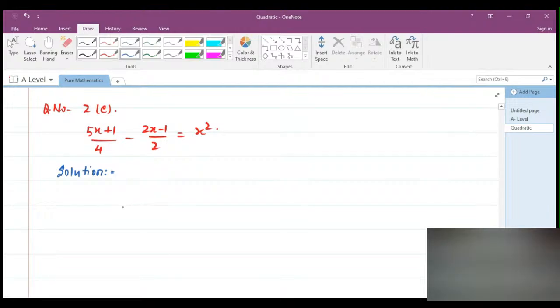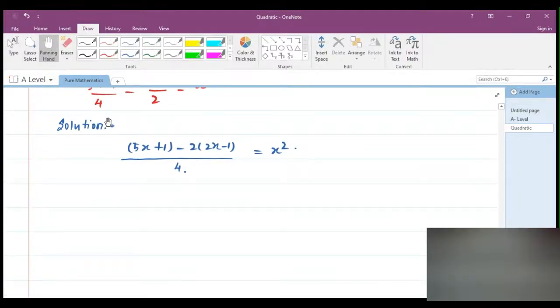So the LCM here will be 4. LCM of 2 and 4 will be 4. So here will be 5x plus 1 minus here will be 2 into (2x minus 1) equal to here will be x square. There is no problem to understand up to this step.